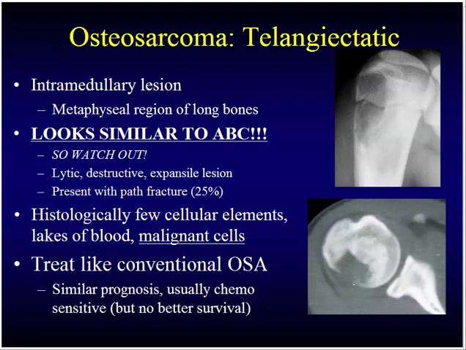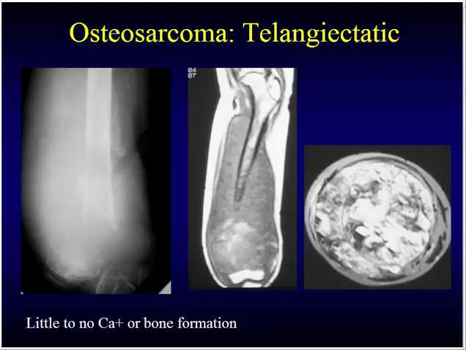How do you treat these telangiectatics? Same way as conventional osteosarcoma. Chemo, surgery, chemo, and they're usually somewhat more chemosensitive, but there's no better survival. So just remember, chemo, surgery, chemo. Here's an example of a lytic one in the proximal humerus. Here's a very destructive one, the distal femur, very, very lytic. And you see all the fluid levels on this MR. Big old soft tissue mass in this thing.